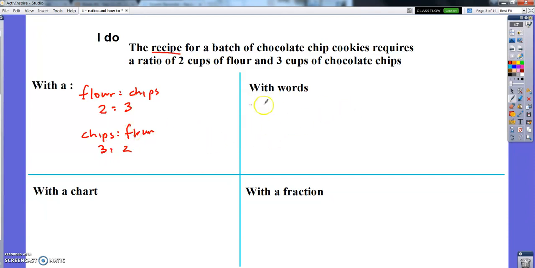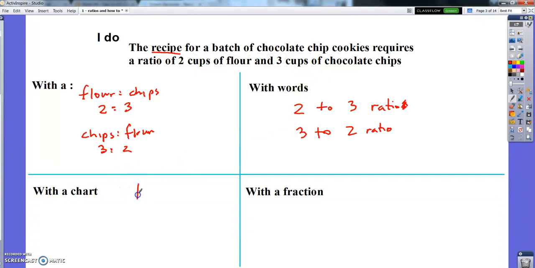I can also do it with words. I can just say it's a 2 to 3 ratio. Or a 3 to 2 ratio. Either one. I just have to make sure whoever I'm talking to or communicating to knows which goes with which.